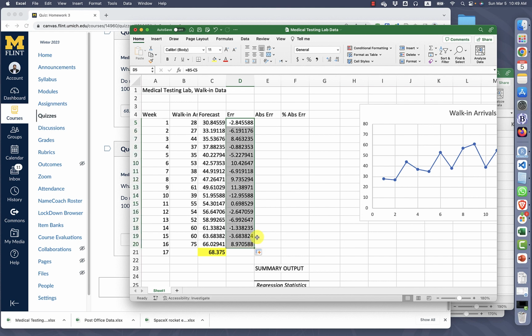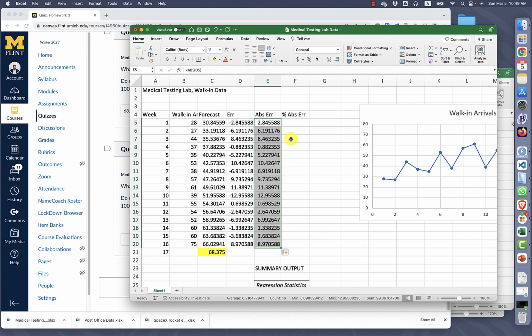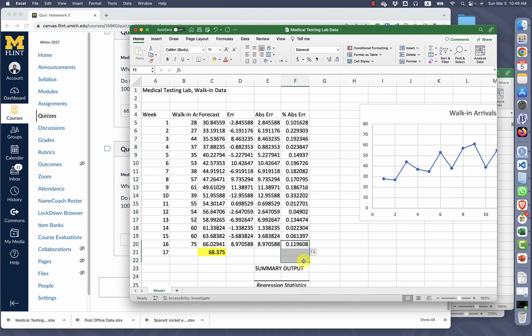We can drag it down. The absolute error is just the absolute value of that number. I usually do it in one step. You can just do ABS here, B5 minus C5, but just to show you all the steps, I'm doing it in 2 steps. You can get the absolute value, that'll take out the negative values. Then to get percentage, you do this divided by the actual demand. So there was like a 10% error, 0.1 is 10%, so 0 to 1 scale. And we get this. And then you can take the average of these numbers to get your MAPE.